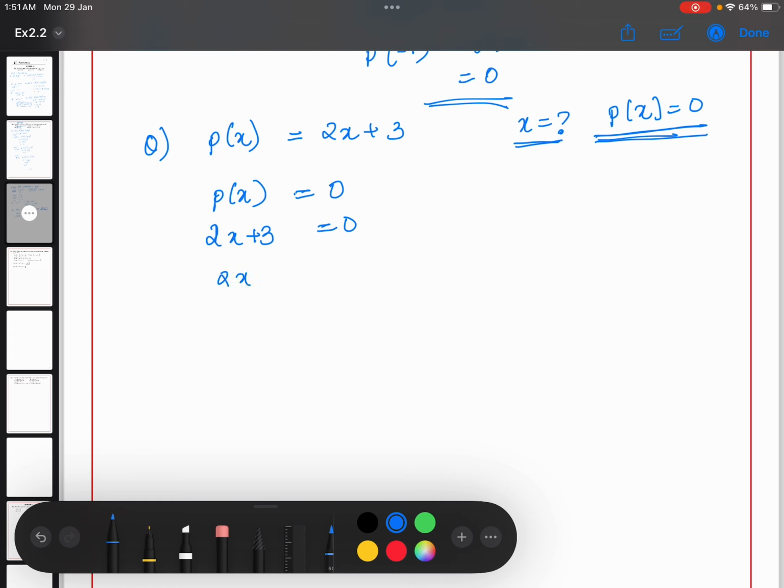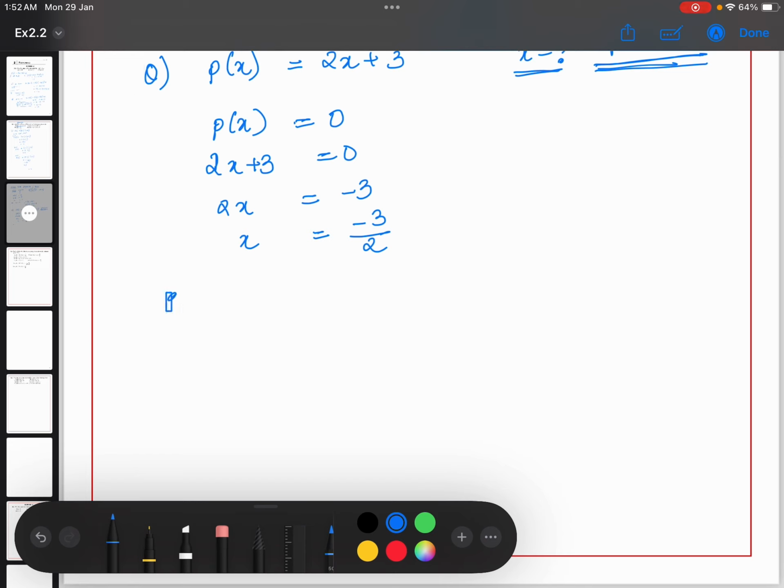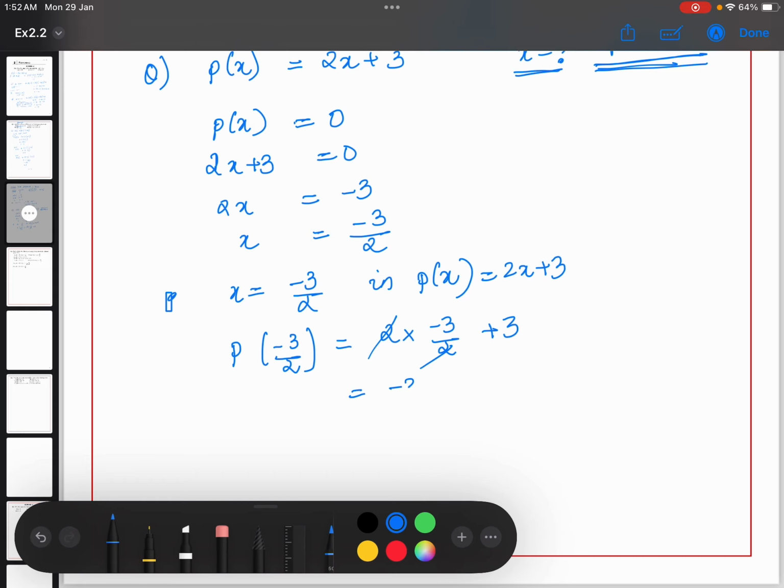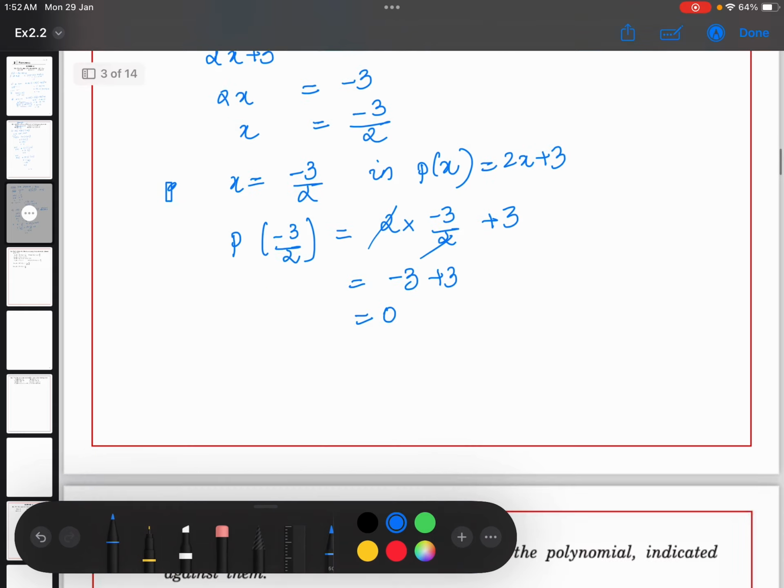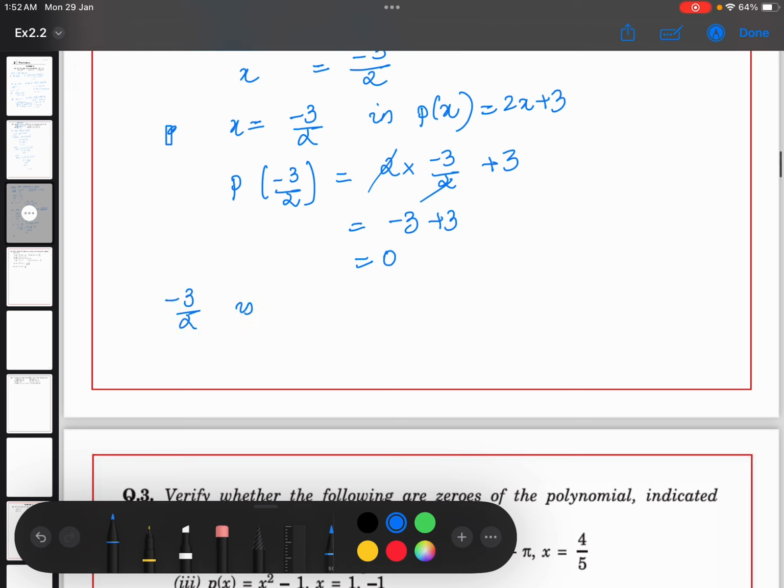Now your p of x is 2x plus 3 equal to 0. Now if you take 3 to the other side, this becomes minus 3. And if we take 2 to the other side, it will become minus 2. So if we put x equal to minus 3 by 2 in p of x, let's see what our answer will be. Okay, remember we're substituting x equal to minus 3 by 2. So 2 into minus 3 by 2 plus 3, the 2s cancel out. So you're left with minus 3 plus 3 equal to 0. So we can say that minus 3 by 2 is the zero of the polynomial.